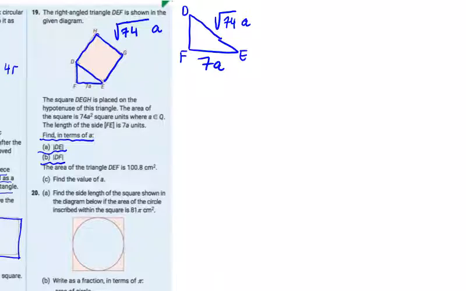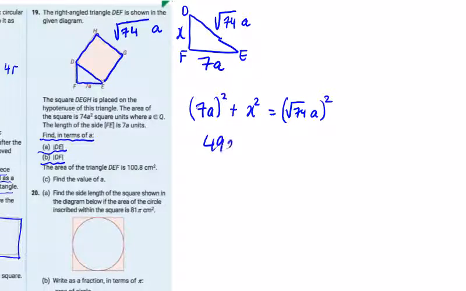And DF, well, we're going to have to multiply it out. I'll do it the long way: 7A squared plus X squared is equal to 74A squared, which is the area of the square. So we have 49A squared plus X squared is equal to 74A squared. So X squared is equal to 25A squared. So X is the square root of that, which is 5A.